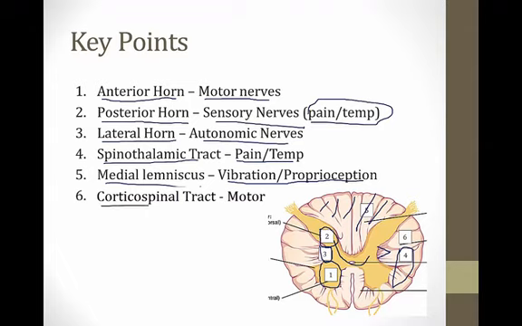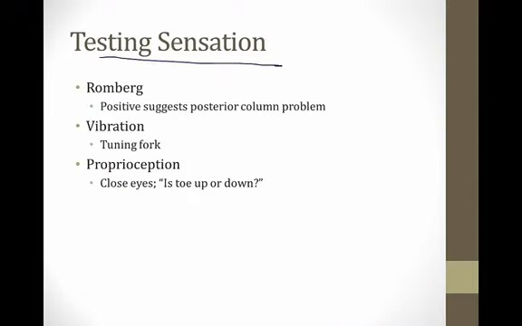And then point 6 is that the corticospinal tract carries your motor fibers. And down here in this picture, the 6 is over here, and that's where the bulk of your motor nerve fibers are running through the spinal cord. So let's talk about how you test the different senses of the body. So the first test we use is called the Romberg, and this is a test of proprioception.